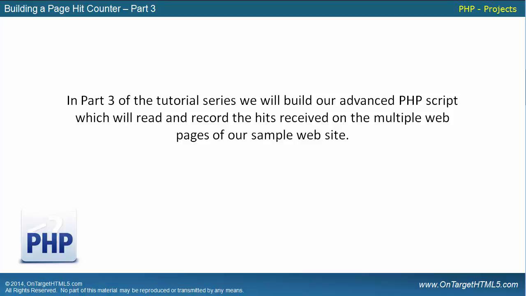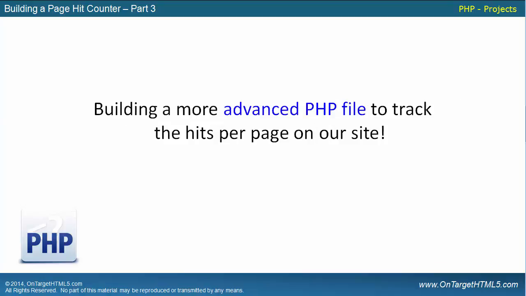In part 3 of the tutorial series, we will build our advanced PHP script, which will read and record the hits received on the multiple pages of our sample website. If you remember from the previous tutorial, we built our hit counter, but all we were seeing were the hit counts on the actual homepage of the website as we entered into the website. We actually wanted to take that script and make it a little more advanced, where it tracked the individual pages themselves and gave me the hits on each page of the website so we could track what areas of our website were most popular. So in order to do that, we're going to follow a couple steps.